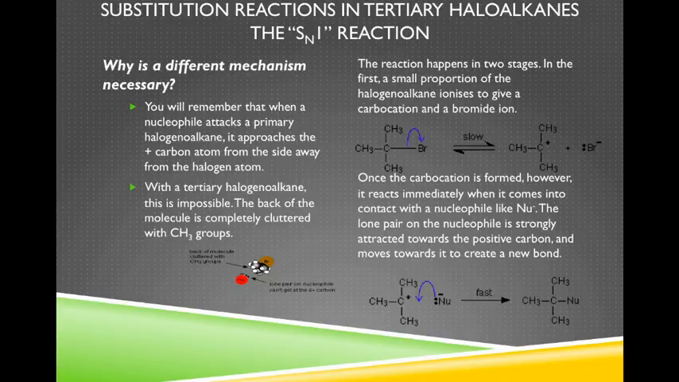What happens in this reaction is that a small part of the haloalkane ionizes to give a carbocation and a bromide ion. Once the carbocation is formed, it reacts immediately with the nucleophile. And the lone pair on the nucleophile is strongly attracted toward that carbon, which is called a carbocation. So an SN1 reaction is a two-step. The first step is slow, where a small part of the haloalkane ionizes, and how we make it ionize determines that speed. And once that bromide ion leaves, we have a carbocation. The nucleophile finds that carbocation and creates a bond quickly. SN1.